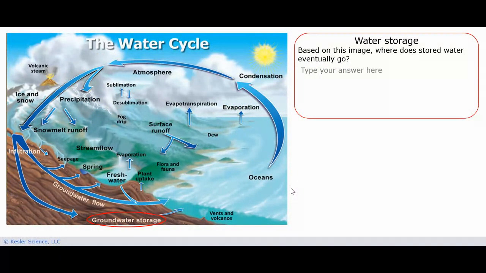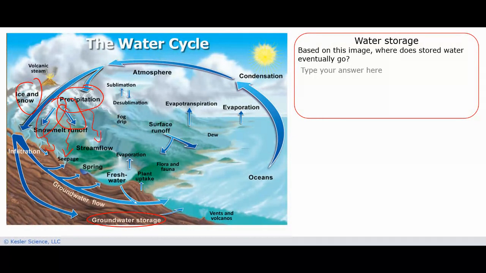What about water storage? Based on this image, where does stored water eventually go? That's a good question, Mr. Jensen. Stored water could be up here in the ice and the snow. There are glaciers up there. There's precipitation that hits and becomes runoff or snow melt. So eventually it gets warm and it runs its way back down.